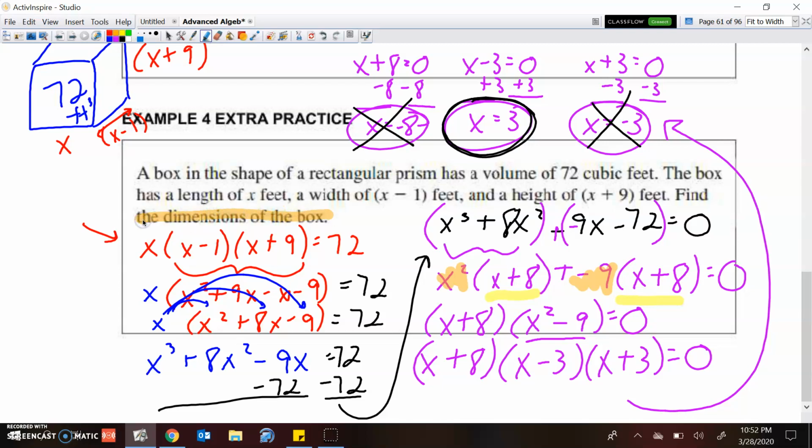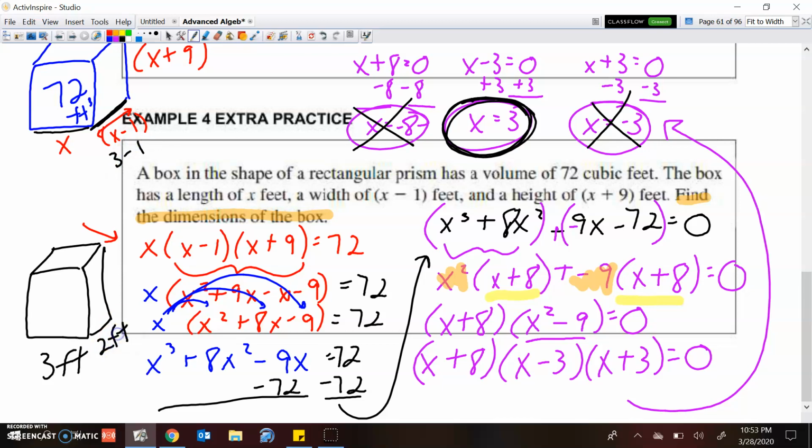But the last thing is they want us to find the dimensions of the box. So now that we know what x is, that means my dimensions are, if I redraw a box, just so I can write them in and not write over stuff, this is going to be 3 feet. This here is 3 minus 1. So this is 2 feet. And this here is 3 plus 9. This is going to be 12 feet. So my dimensions are 3 by 2 by 12. If I multiply 3 times 2 times 12, I get 72. And we did it.